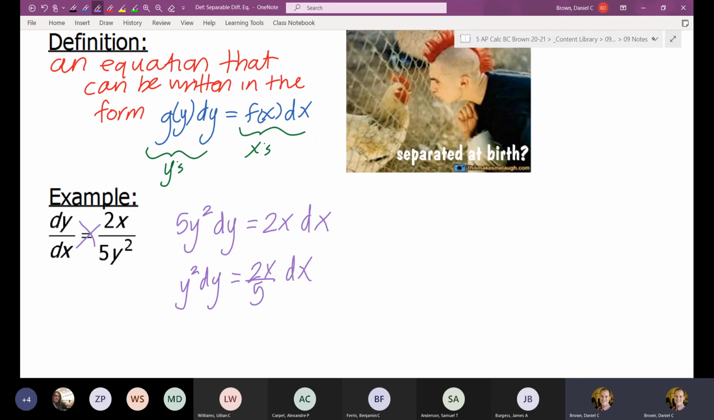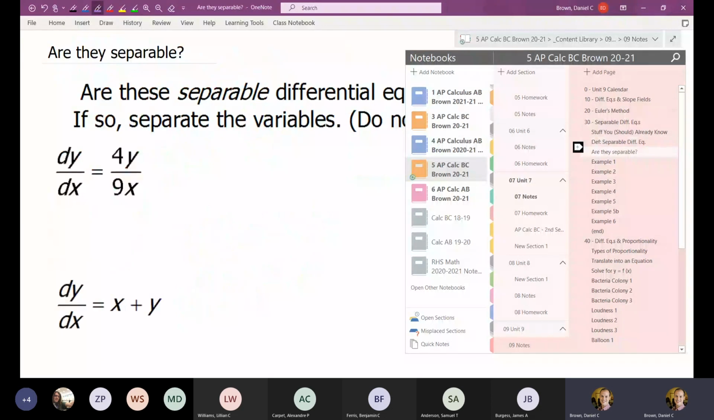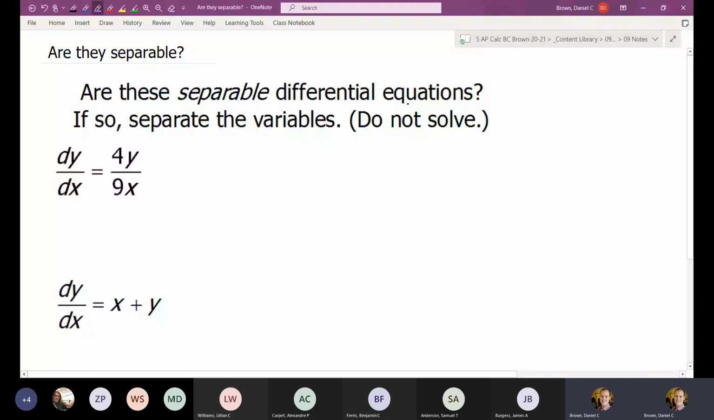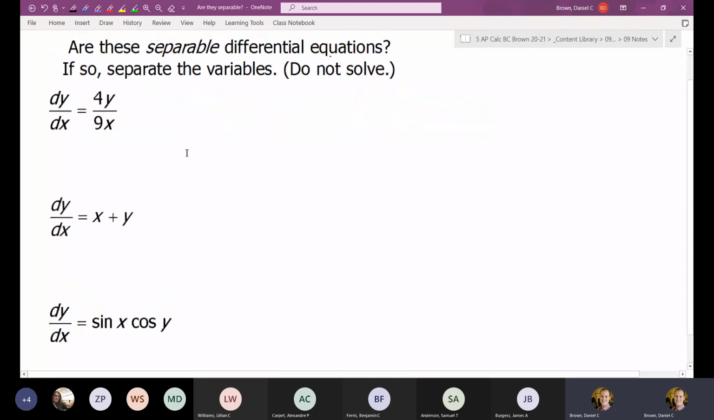So go ahead for me before we get to solving. Here are 3 examples, and I'll scroll so you get to the third one. But I want you to first determine, would these be considered a separable differential equation? If they are, then go ahead and separate the variables, and if not, then clearly you can't separate them. But go ahead and try those 3 for me.